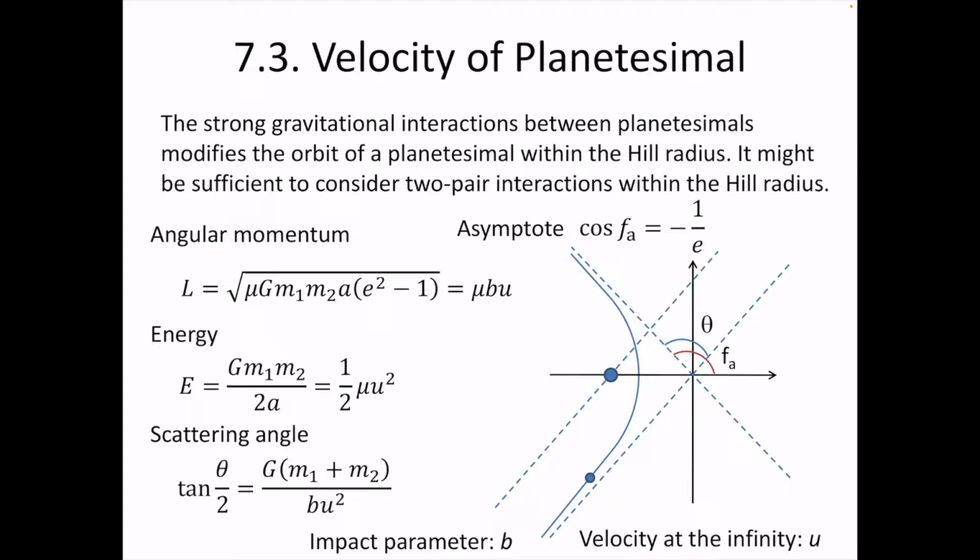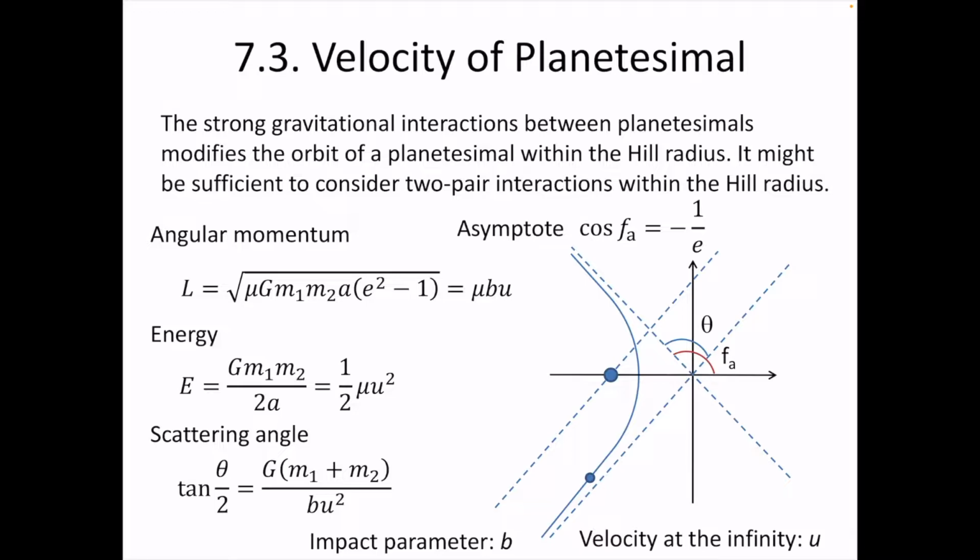So this is a review of the two-body problem in the case of a hyperbolic orbit. Angular momentum is expressed as L equals square root of mu, where mu is the reduced mass, times G m sub 1 m sub 2 times a times e squared minus 1. In the hyperbolic orbit, e is larger than 1. At infinity, angular momentum is expressed as mu b u.